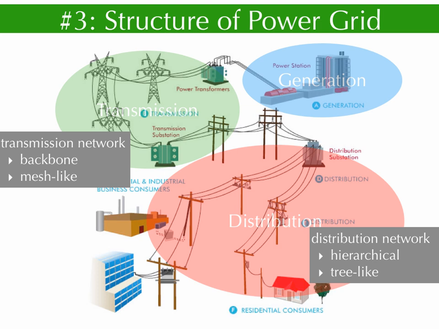The transmission network can be thought of as the backbone of the power grid and typically has a mesh-like graph structure. In contrast, the distribution network has a hierarchical structure and, for cost reasons, typically has a tree-like structure.